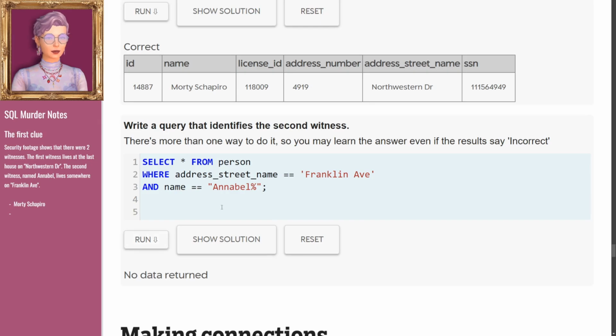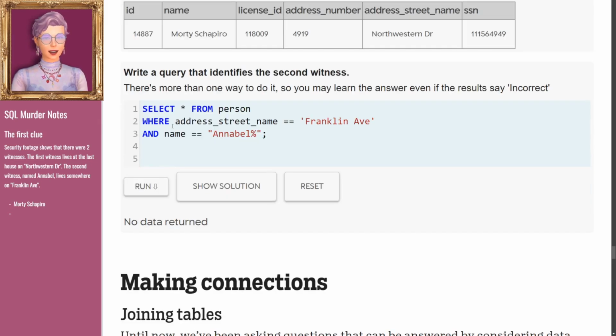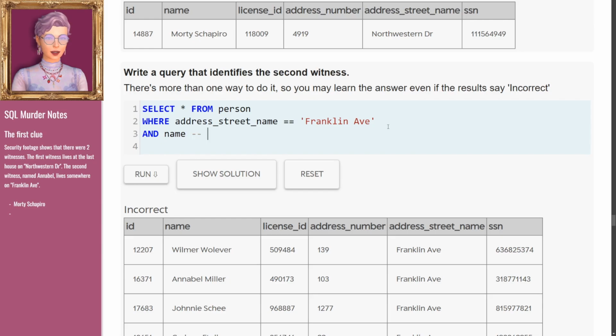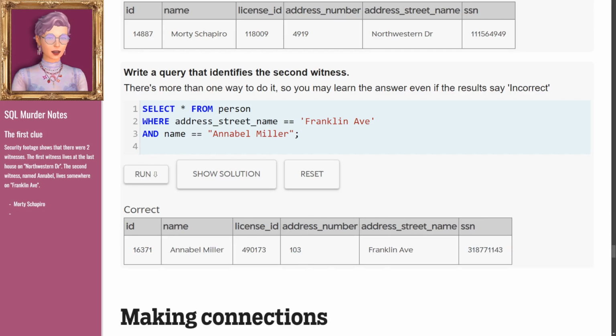So if we run that, no data returned. Did I spell Annabelle wrong? I don't think so. Okay, we spelled Franklin Ave right. Annabelle's right there. Why did that not work? And name equals Annabelle Miller. Because she's right there. I can see her now. Yeah, that gets it. So how come Annabelle wildcard didn't work?